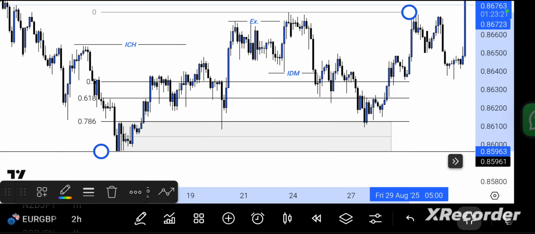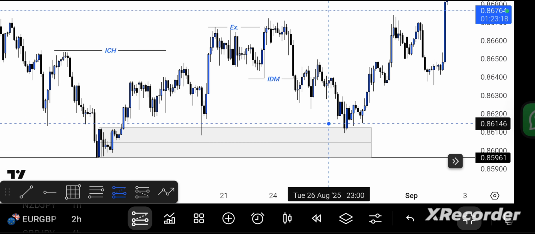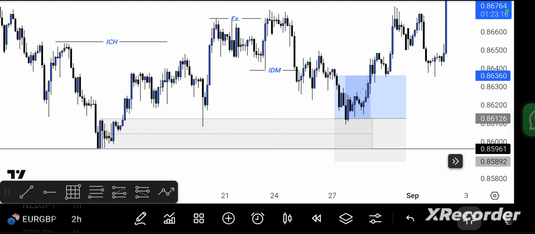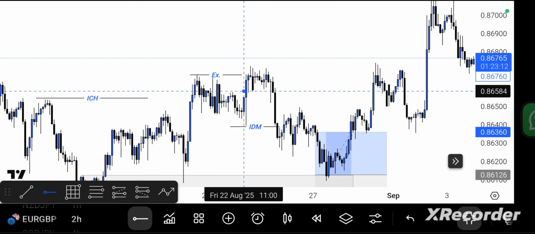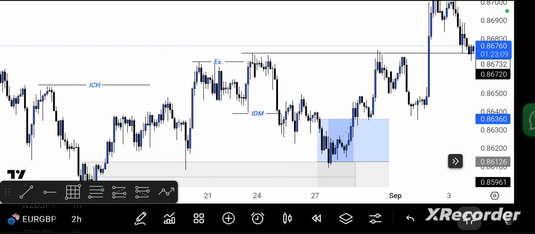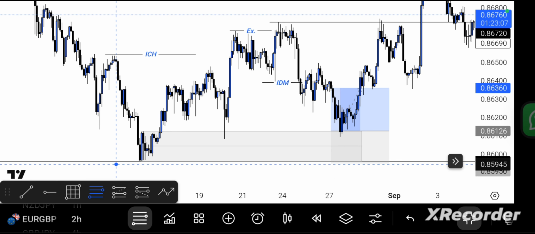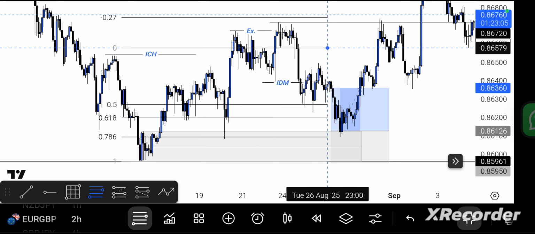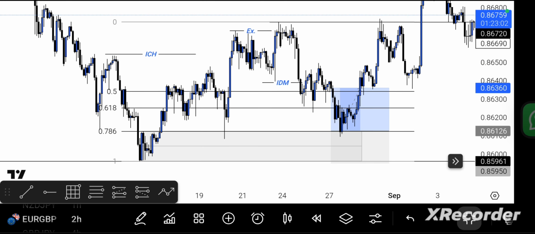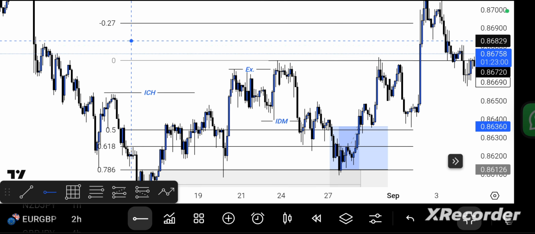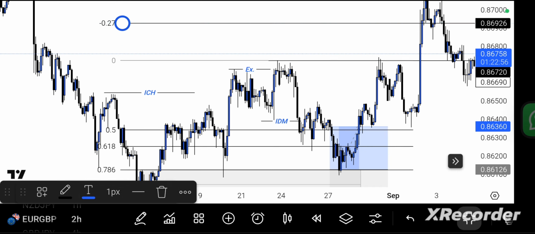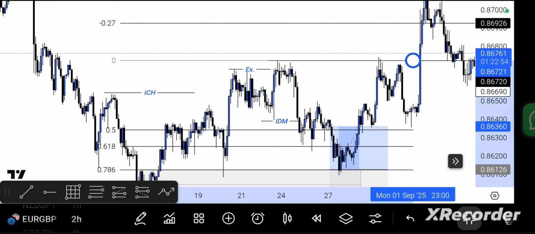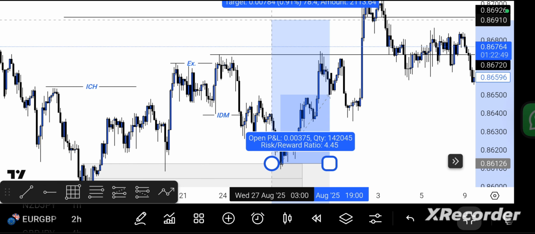So I'll delete this Fibonacci retracement. My target is to buy here. My stop loss goes all the way here. And my first take profit is this zone. My second take profit, since we are looking to take out that extreme high, we still have more room to the upside. So this becomes my second take profit. Alright, so buy all the way to this point.